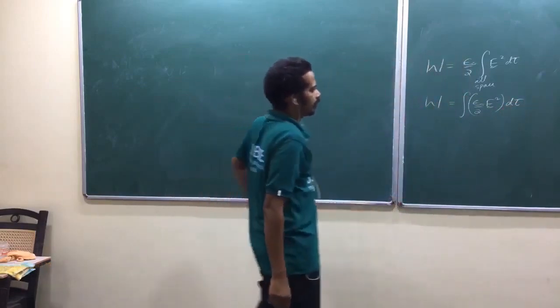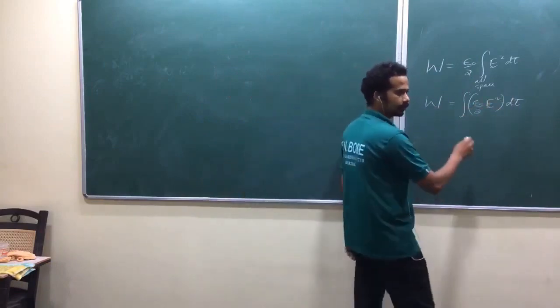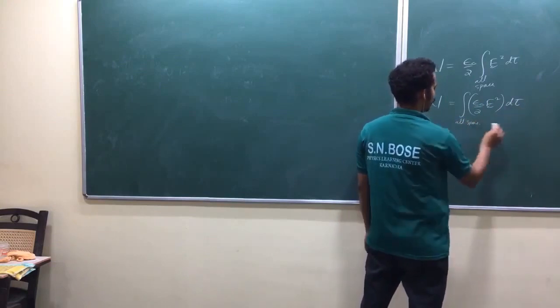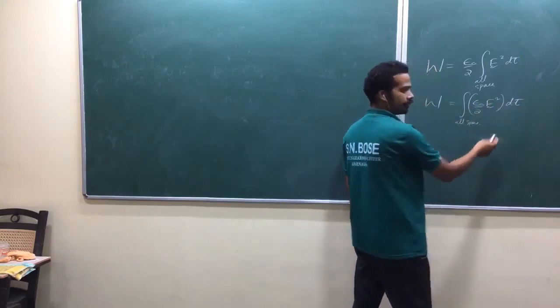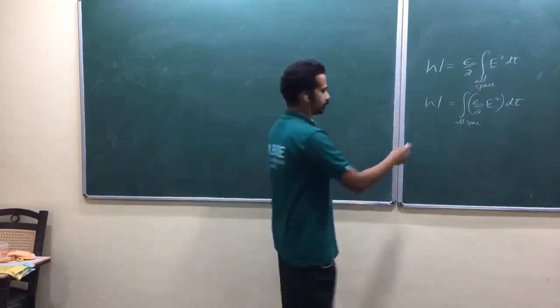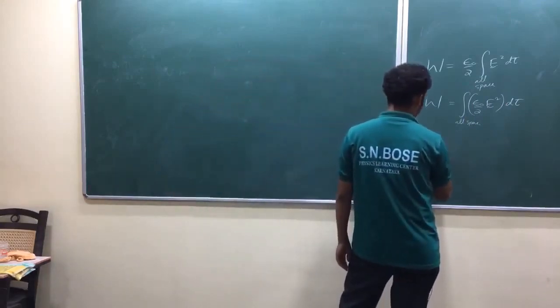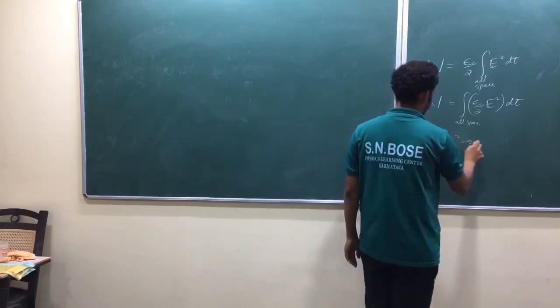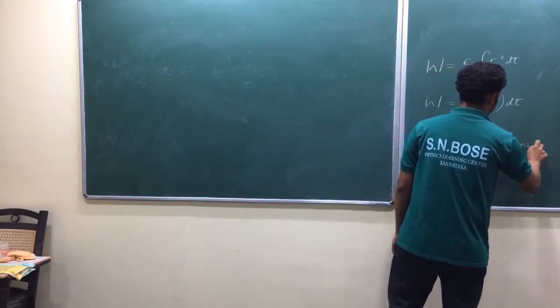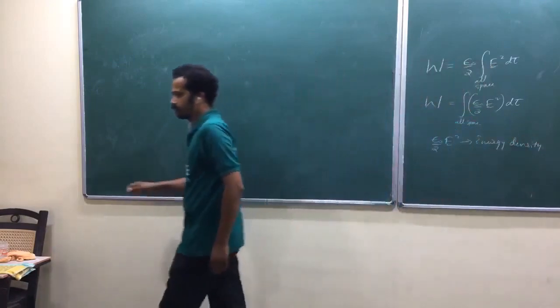Now you can call this one energy density. You have to integrate this over the entire space, all space. This is energy per unit volume into volume, integrated, and you get the total energy. So that's why we call epsilon naught by 2 into E square the energy density. That's the one aspect.